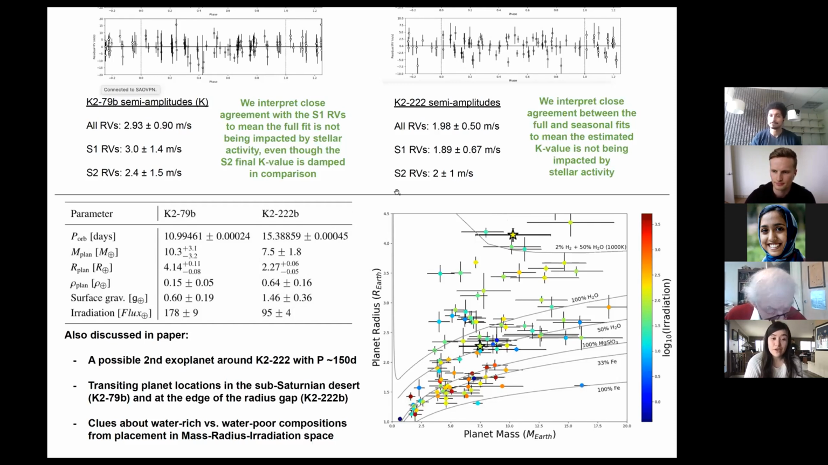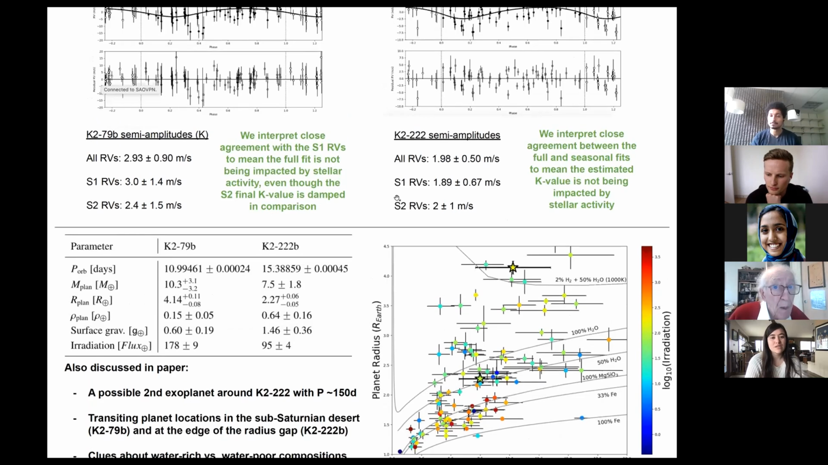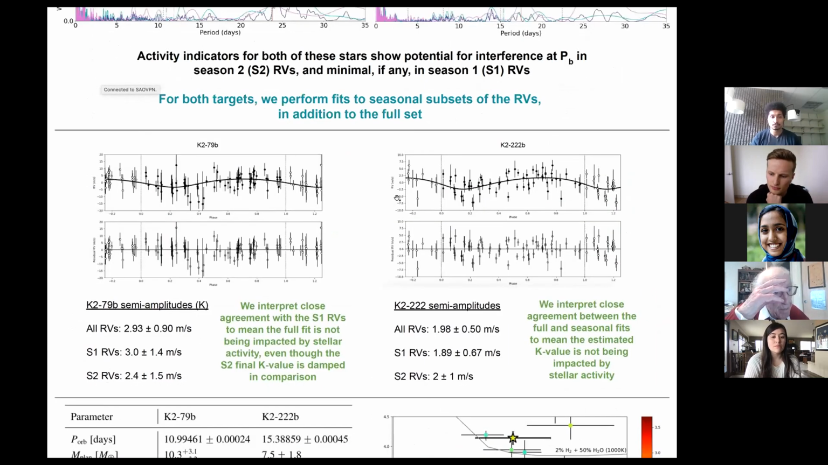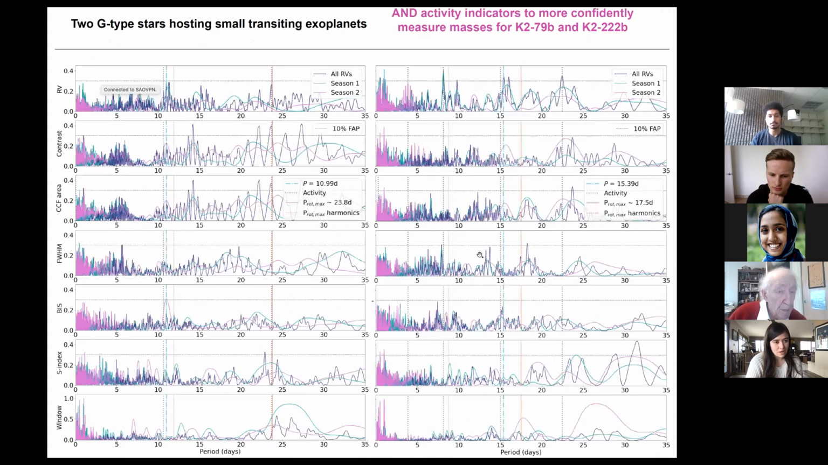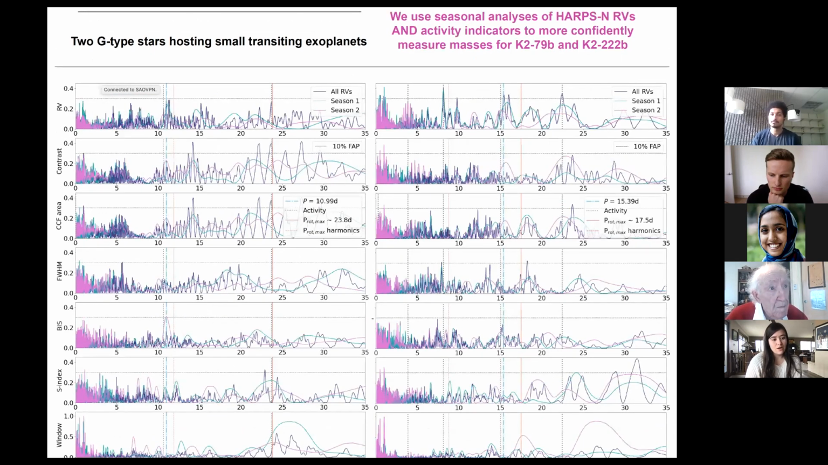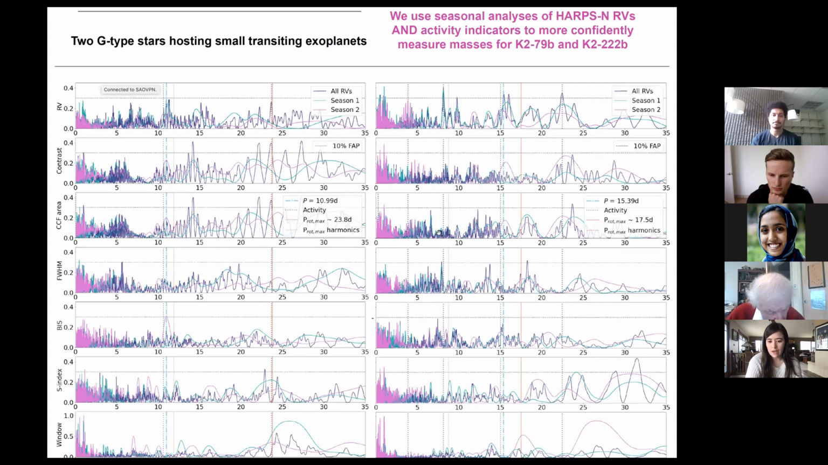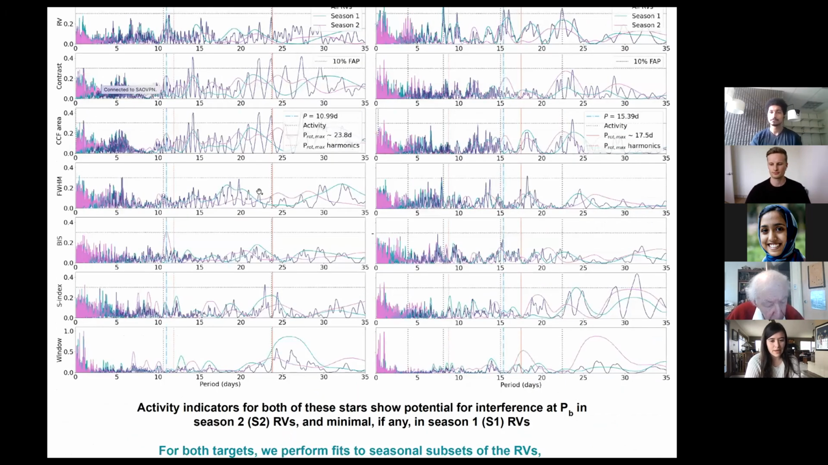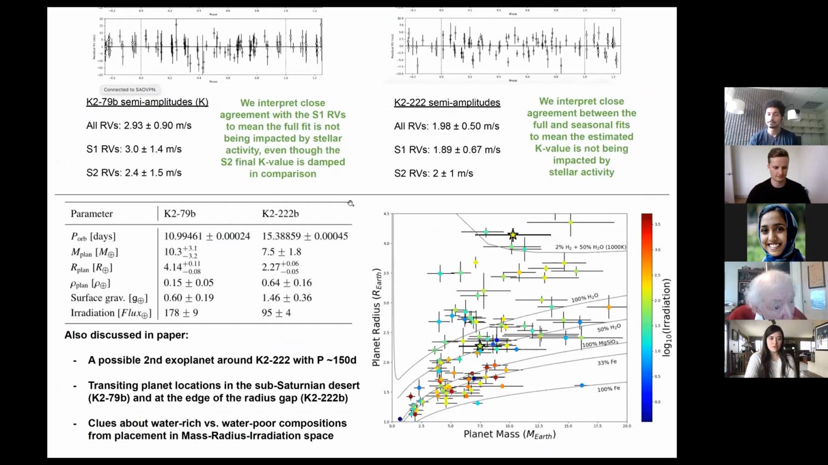I wanted to focus more on the methodology here, just because I think this is something that can be applied to many data sets, looking at the seasonal behavior of these activity indicators. And particularly when we see these very difficult situations where the star is giving us a periodic signal right at the period of the planet, I think it's important to try to identify seasons where we're seeing minimal interference. With that, I think I'll open it up to questions if anyone has any. And yeah, I think I covered everything I wanted to say.